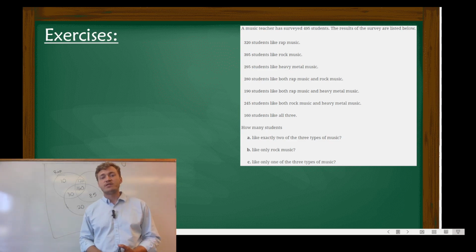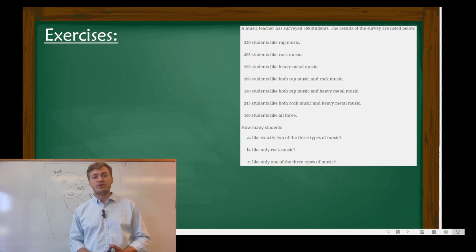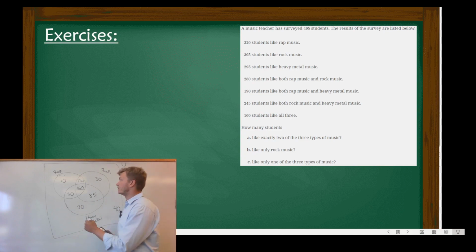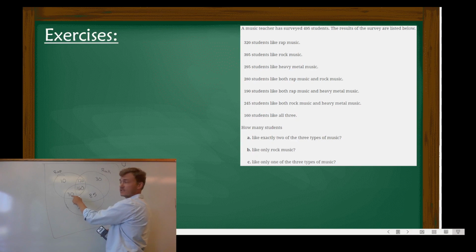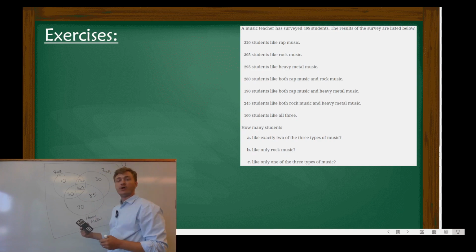Let's answer the following 3 questions. Part A, how many students like exactly 2 of the 3 types of music? For 2 of the 3, we're looking at those numbers in that center region, right? These like all three, these like only 1 out of 3, these like 2 out of 3. The 120 individuals like 2 out of 3, that's rap and rock. The 30 individuals like 2 out of 3, rap and heavy metal. The 85 individuals like 2 out of 3, heavy metal and rock. So adding 85 plus 120 plus 30, for part A, we get 235 students.